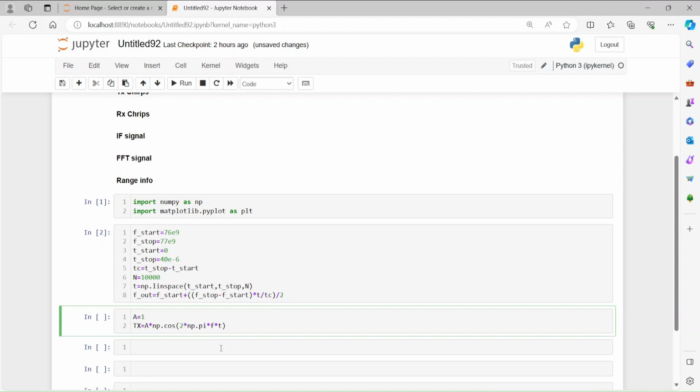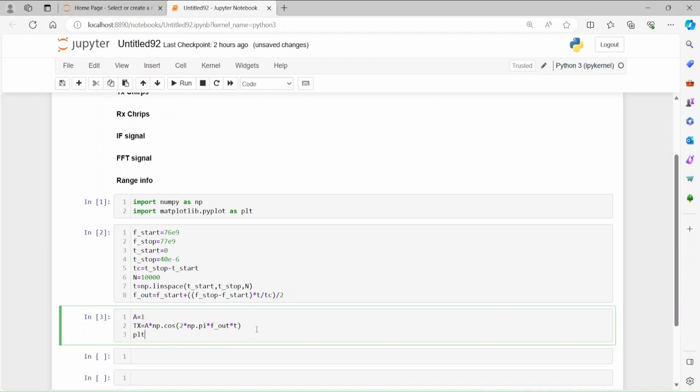And f, the frequency, is nothing but the frequency we have from the ramp generator, so that's f out. In LFM we are going to increase or decrease the frequency over time, and I'm going to show you in a bit in the plot. So if we run this, I hope there is no error. Yep. And then let's plot it out.